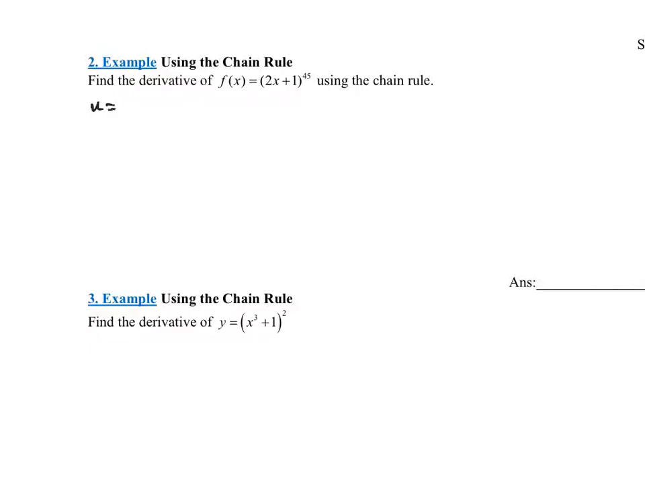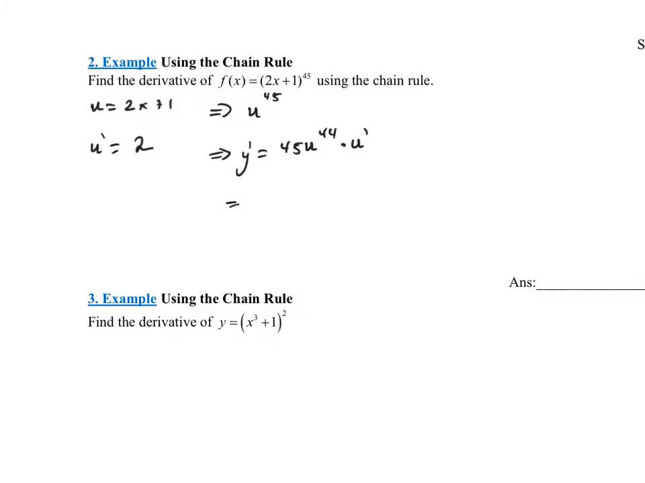So again, you're saying let u be the inside, which would be 2x plus 1. Then remember u prime, which is du dx, would be the derivative of 2x plus 1. We already decided the derivative of 2x plus 1 was 2 times 1 plus 0, which is just 2. So then you would know that this is really u to the 45th power. That's your original function. So that would tell you that the derivative of the function would be 45 u to the 44th times u prime. Never forget to do the derivative of u.